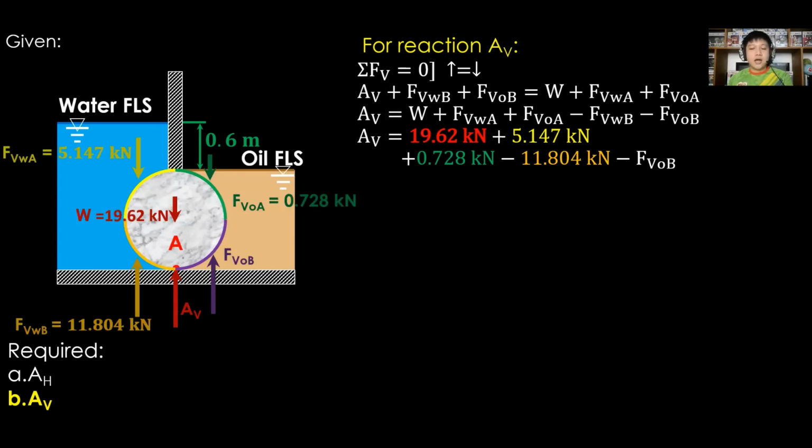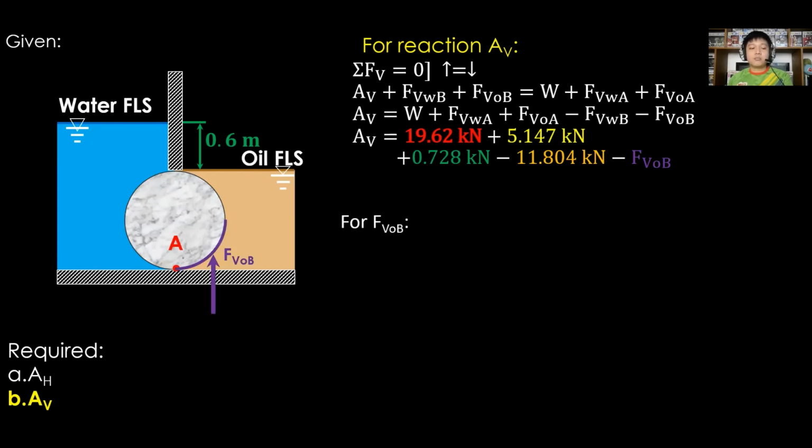And for F sub VOB, that is equal to gamma of oil times the imaginary volume. Again, for the imaginary volume, we need to estimate the imaginary fluid above the surface until the free liquid surface of the fluid considered. So one imaginary square prism, then add an imaginary quarter of a circle prism.